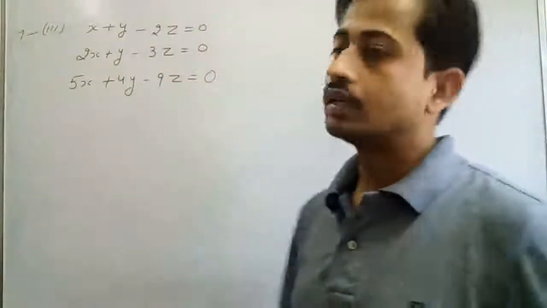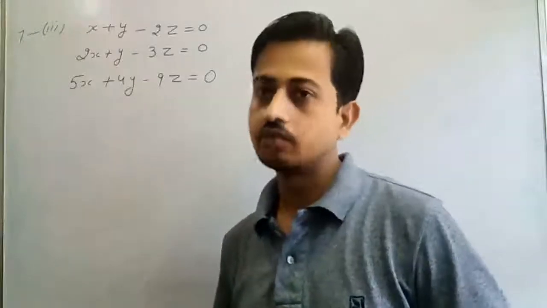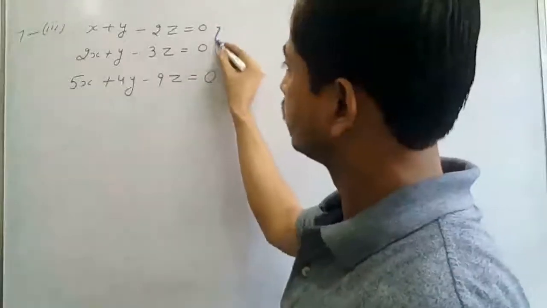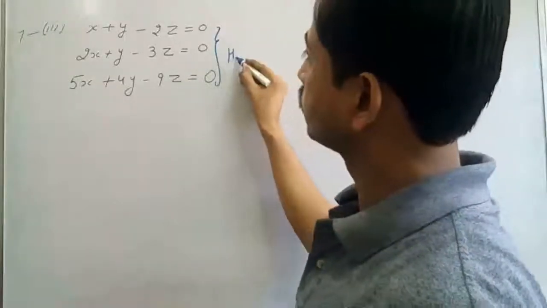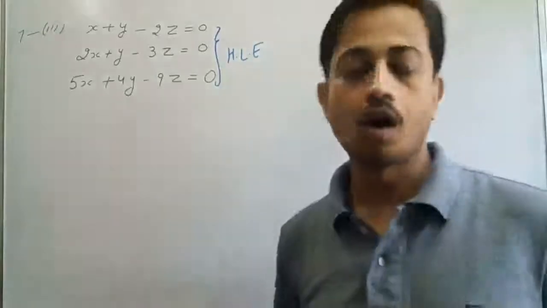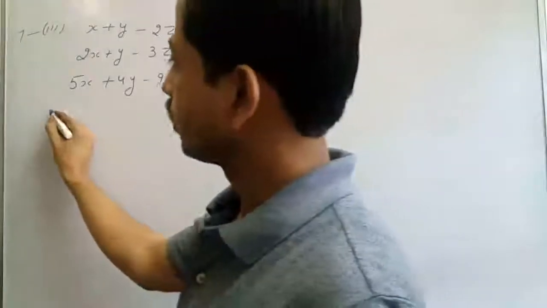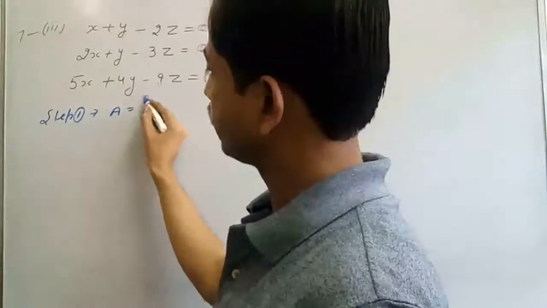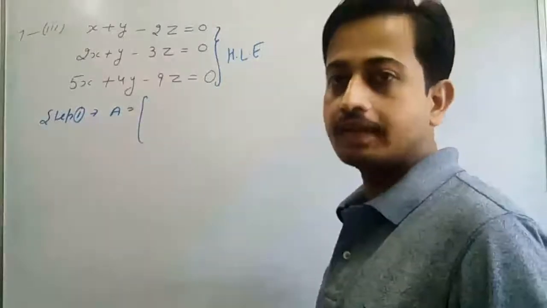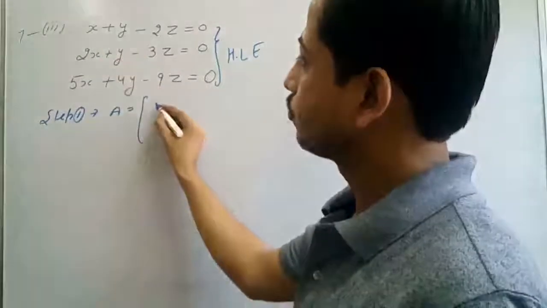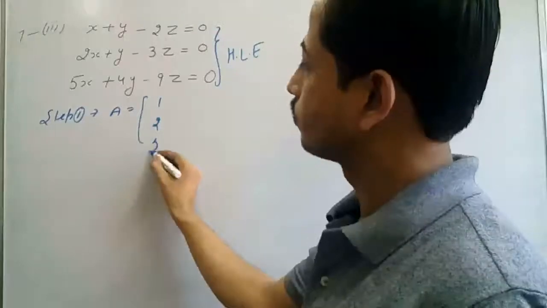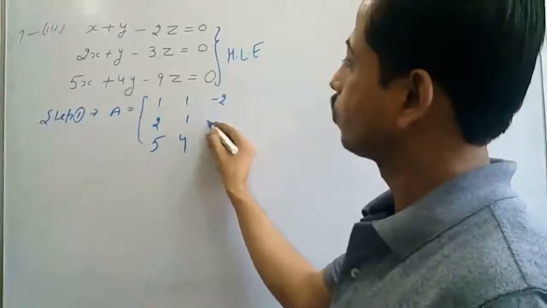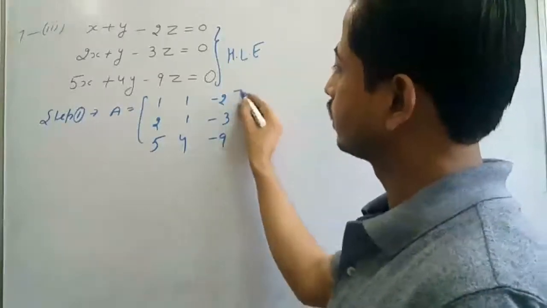Now I am going to take the third part of question number 7, which is the same as the previous. So start. This is again 0, 0. So this is what? A homogeneous linear equation. Step 1 is what? We have to find the determinant of A. So we have to write the A matrix, the coefficient matrix. What are the coefficients? 1, 2, 5, 1, 1, 4, minus 2, minus 3 and minus 9.